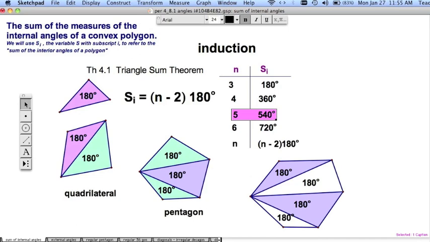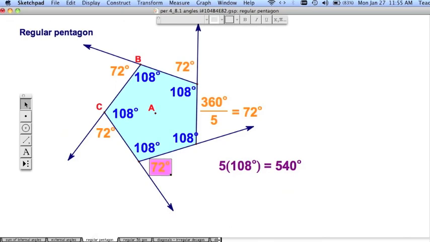Now, so Mr. Banish, could you not have just taken the 540 and divided by 5 to get the 108? What do you think of that? Yeah, I could have done that, but it's usually easier to take the exterior angle because you're always dividing 360 by n, regardless of the size of the n.